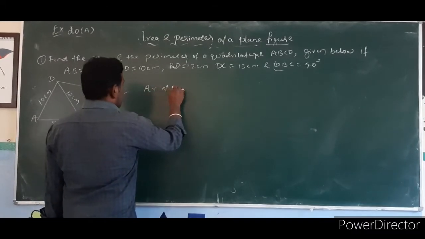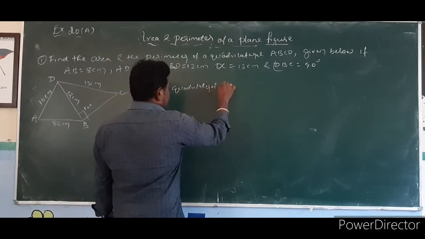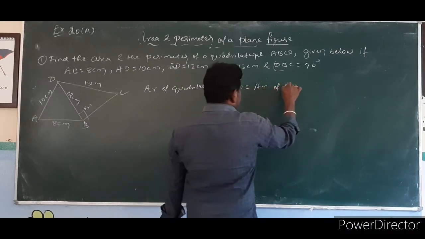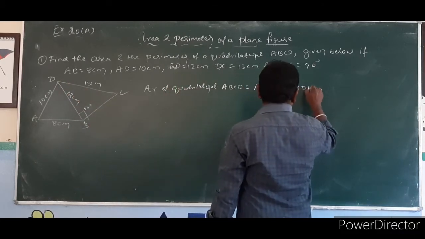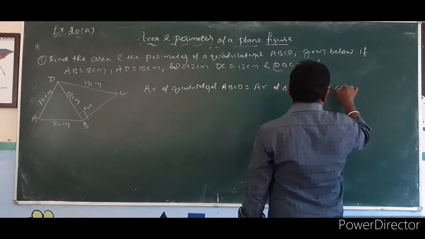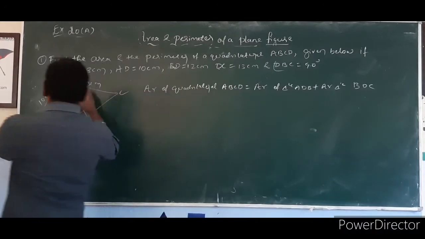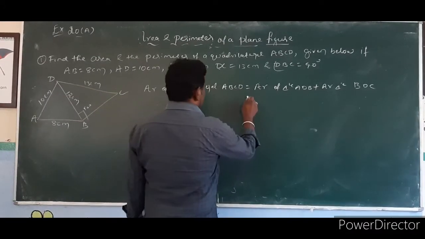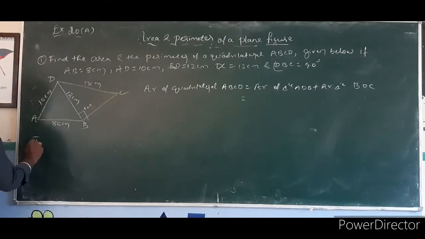Area of quadrilateral ABCD is equal to, you have to add area of triangle ADB plus area of triangle BDC. If you add these two triangle areas, then you will get the area of quadrilateral ABCD. So, for finding that, you can find here in triangle DBC.